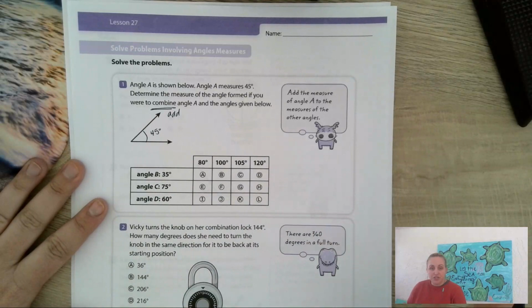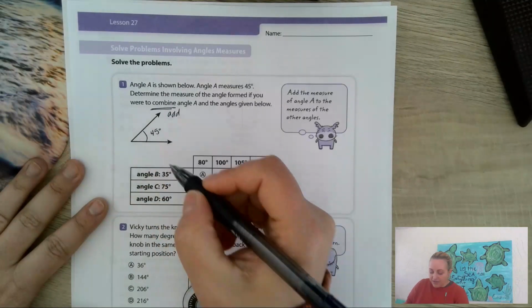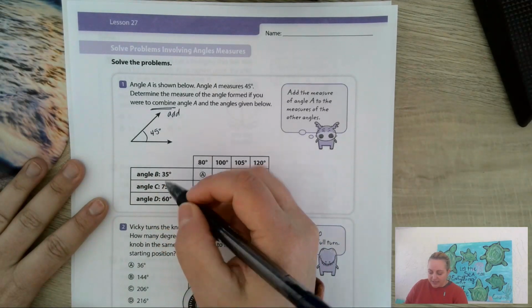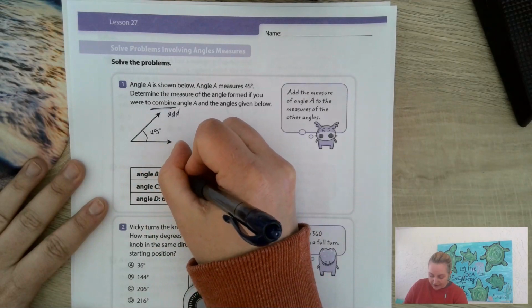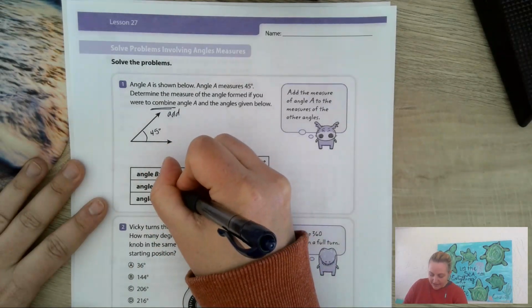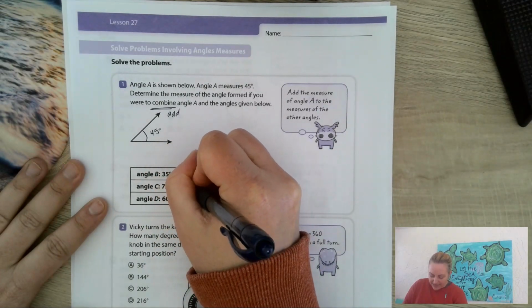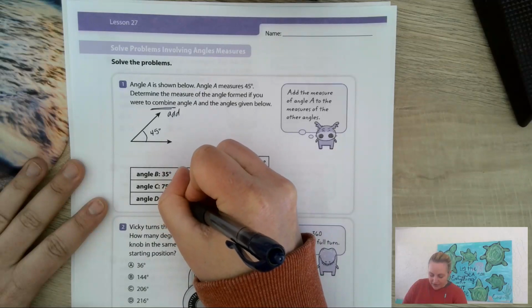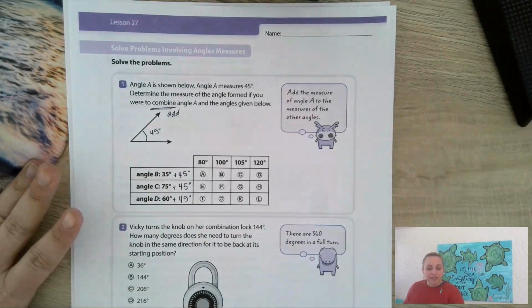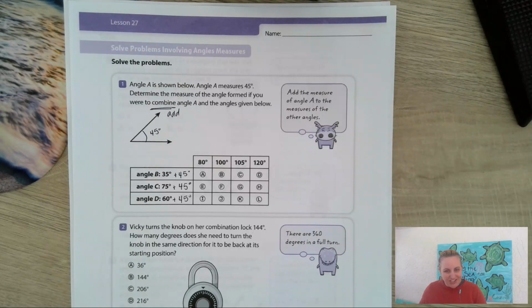All I have to do is add angle A to 35 degrees, so I'm just doing plus 45 degrees, right? In each one, I'm adding angle A to the angle that's there. Go ahead and pause, do your addition, and meet back up with me to see if you got it right.